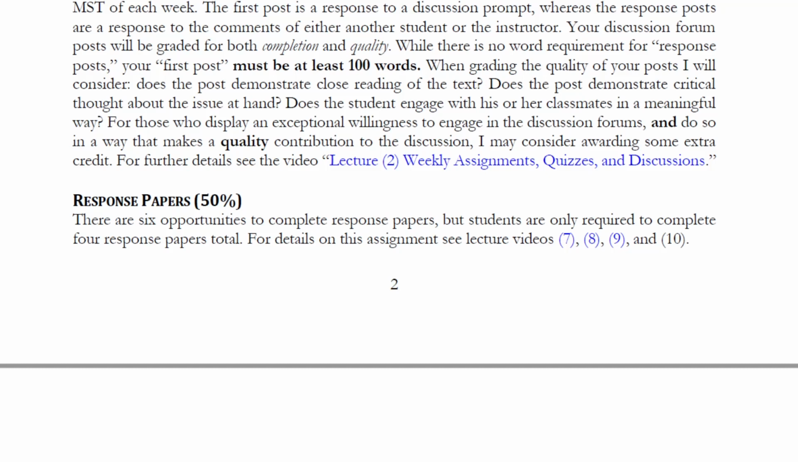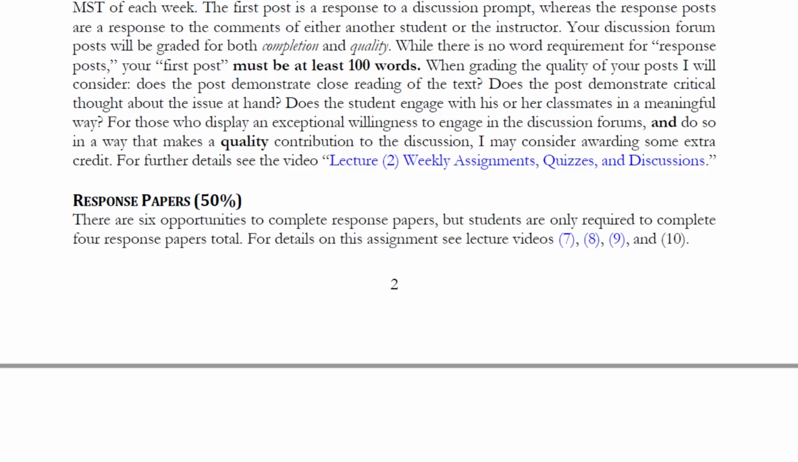The response papers will require you in at least 600 words to first explain an argument from the reading and then to criticize that argument. There are 6 opportunities to complete response papers throughout the course of the semester, but you are only required to complete 4 of these, and you are not permitted to complete any more than 4.